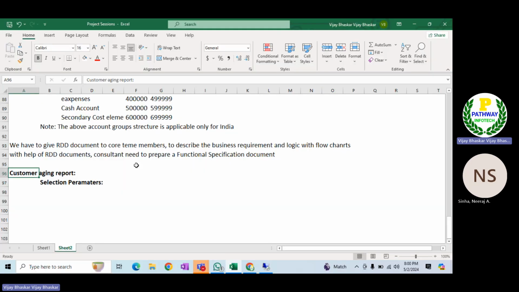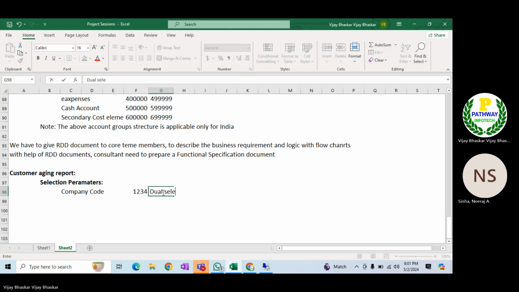Now in this requirement, what do you want to know? I want to know the selection parameters. The first thing would be the company code. Let's say the company code is 1234. Here, remember, you have instructed the system on company code, but again this should be dual selection or single selection.